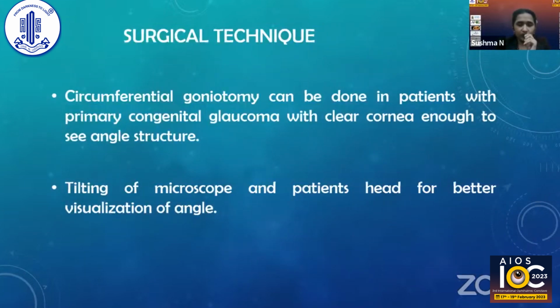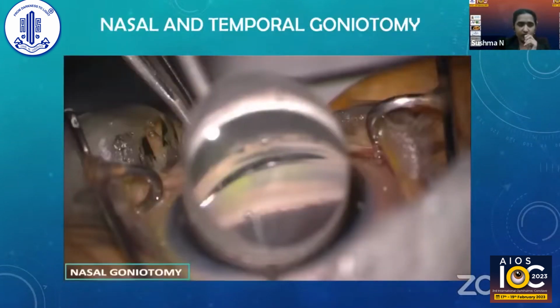But the microcatheter is costly, so we tried this 360-degree goniotomy, which is done with either a 20-gauge MVR or we can use a 24-gauge needle. So how this surgical technique is performed: the circumferential goniotomy is done first with the nasal goniotomy, and then we do the temporal goniotomy. The surgeon's position is shifted from nasal to temporal, with small maneuvering of tilting of the microscope and the patient's head. This gives a better visualization of the angle. So now we'll see the video of how this goniotomy is achieved.